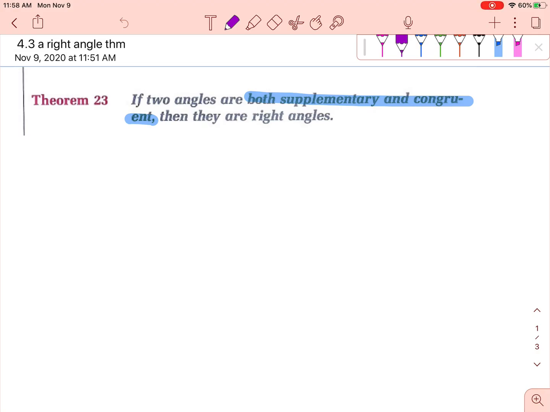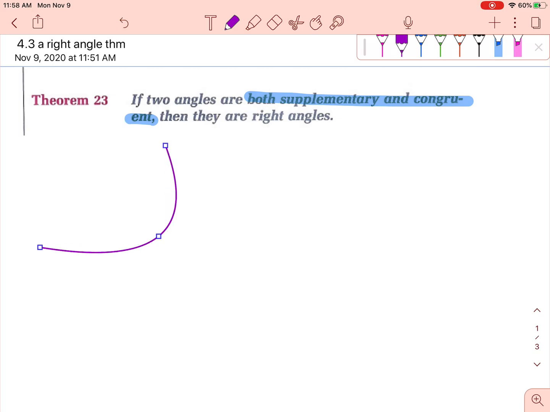All right, guys, section 4.3, and this is known as the right angle theorem. Okay, here's the theorem, Theorem 23. If two angles are both supplementary and congruent, I don't care how you draw them.